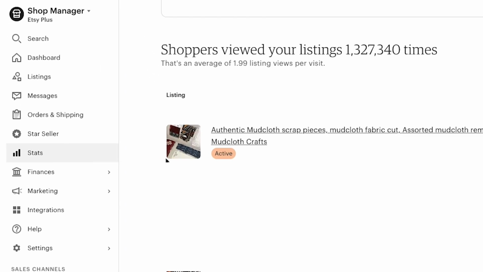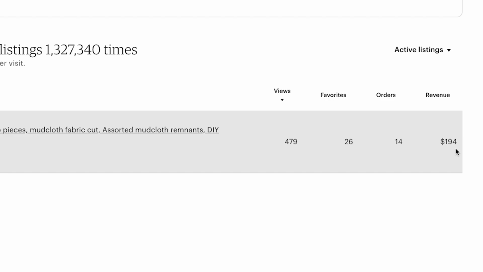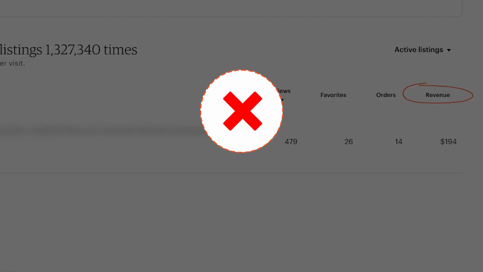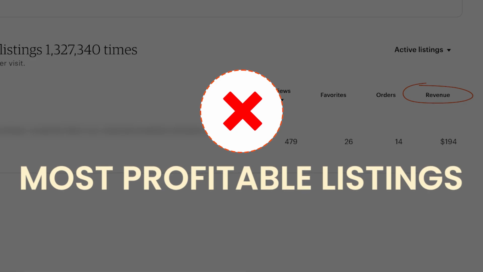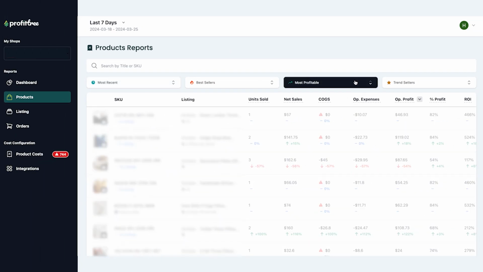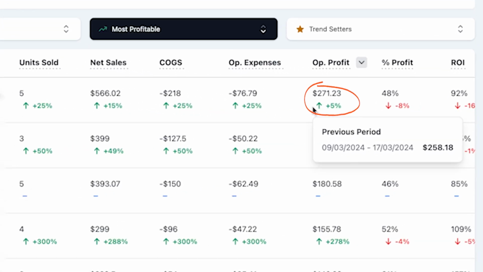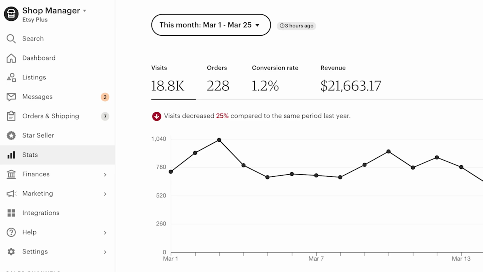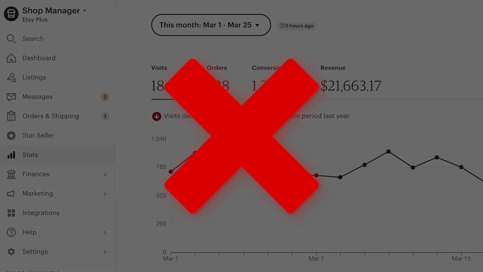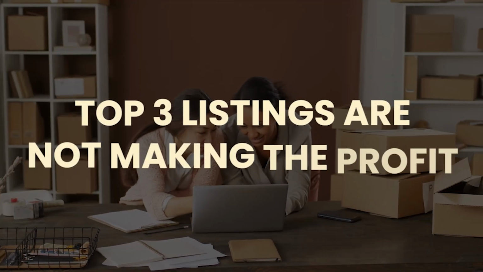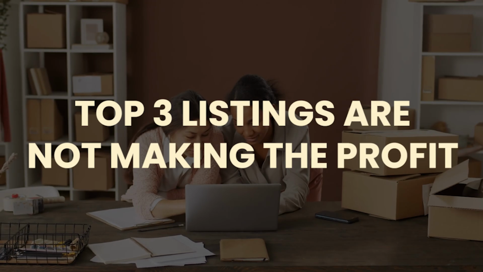So when you go to your stats page, Etsy's going to show you on a listing level what listings are making you the most revenue, but they're not actually showing you the most profitable listings. And so with ProfitTree, you can see on a per listing level or a per product level, if you want to take it a step further, what listings and what products actually generate you the most profit. And so just by relying on your Etsy stats page that shows you which one's making your most revenue, what you might come to find, and what Carl came to find, is that the top 3 listings actually weren't even the ones making him the most profit.